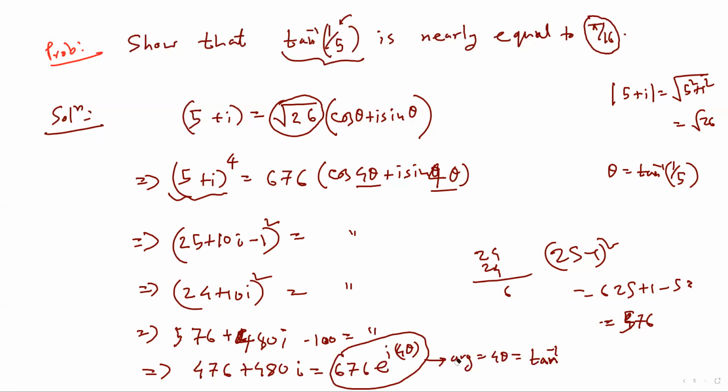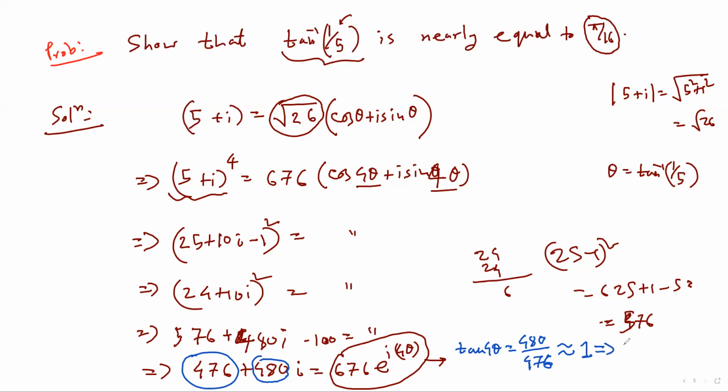Instead of dealing with tan inverse, let's just write this. This means tan 4 theta is simply y by x, which is 480 by 476. Now this number is actually dangerously close to 1, right? Both the numerator and denominator are large numbers with a difference of only 4. So this is pretty close to 1, which means I think you got the idea that we are almost done with the problem here.